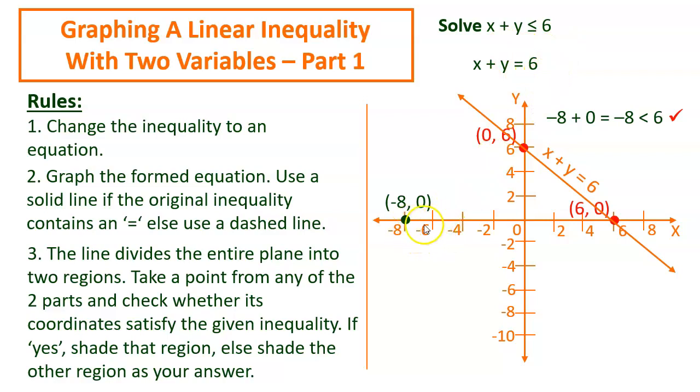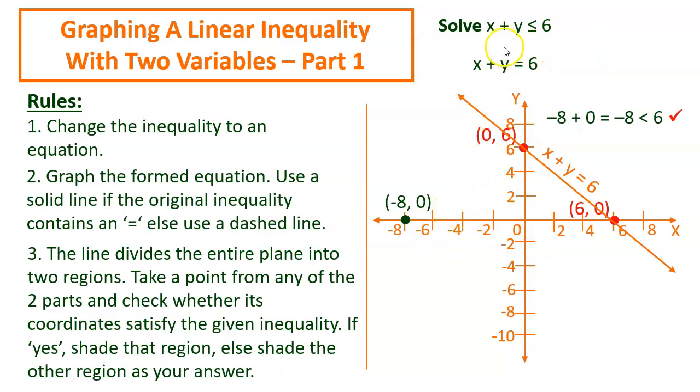Instead of this point, you may take any other point. Suppose I take 0 comma negative 6. So 0 plus negative 6 is negative 6, and negative 6 is less than 6. You may also take the origin: 0 plus 0 is 0, less than 6. You may take any point from this region, and you will always see that the sum total will be less than 6 or at most equal to 6. If you take a point on the line, it will be equal to 6, but for any other point from this region, it will be less than 6.